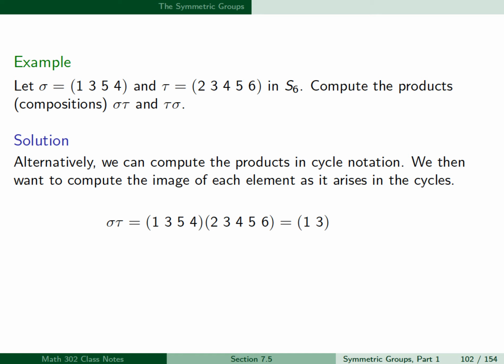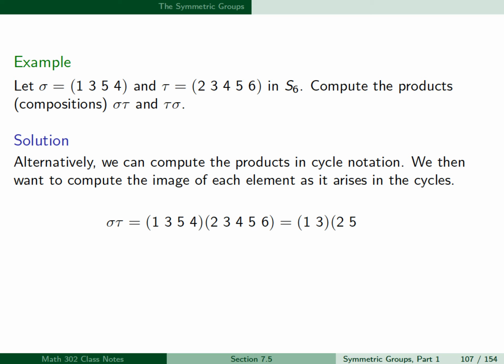So now the first element that doesn't appear in the cycle so far is 2. So I'm going to open up a new cycle with 2. And then in tau, 2 maps to 3, and in sigma, 3 maps to 5. So in the product, 2 will map to 5.